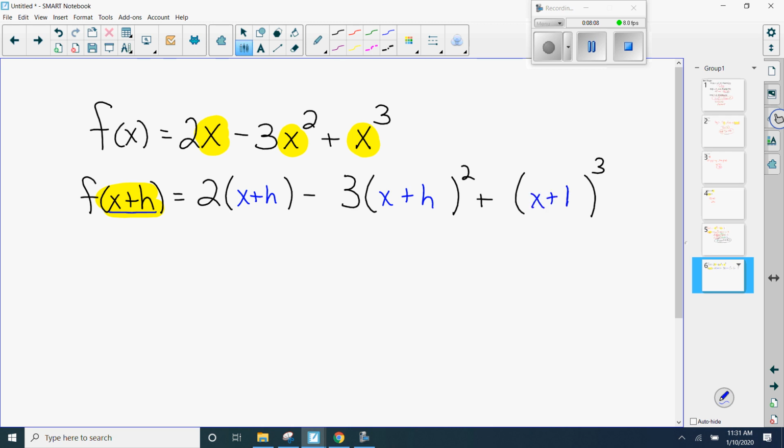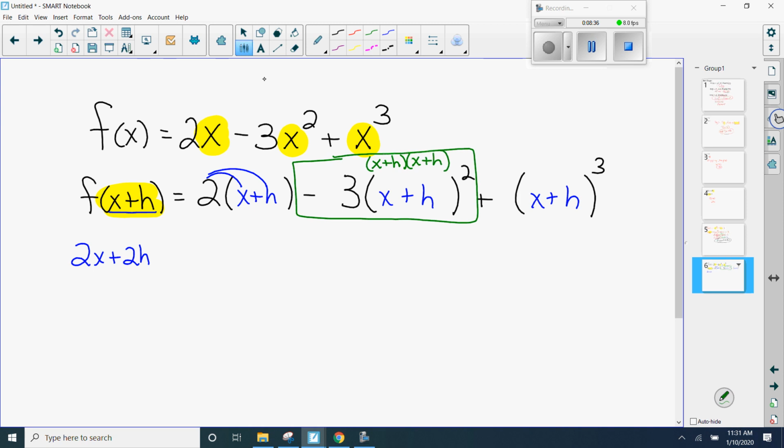All right, so far. Okay, if I look at the first term, I use the distributive property, and you get 2x plus 2h. The second term, by now, have you figured out what x plus h squared is? X squared plus 2xh plus h squared. That's going to give us negative 3 times x squared plus 2xh plus h squared.